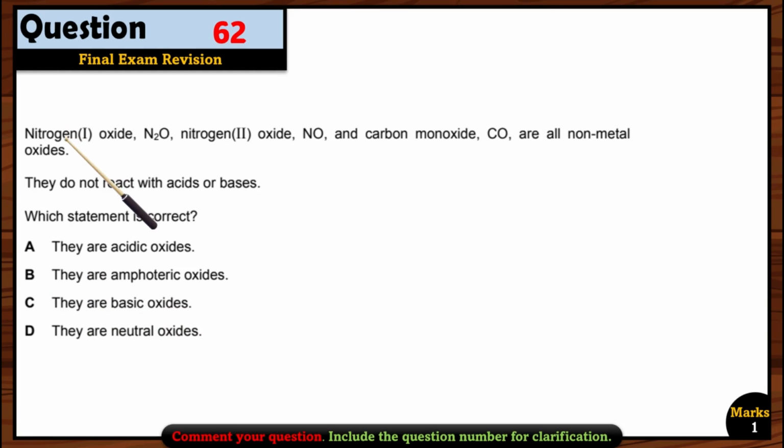Okay, let's see question 62. Nitrogen oxide, NO, and carbon monoxide are all non-metal oxides. They do not react with acid or bases. Which statement is correct? So if any oxide is not reacting with acid or base, it means it's a neutral oxide. So option D is the right option here.